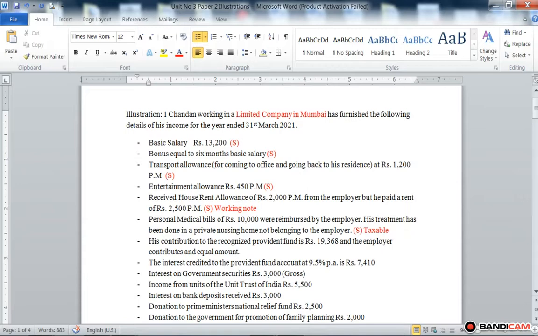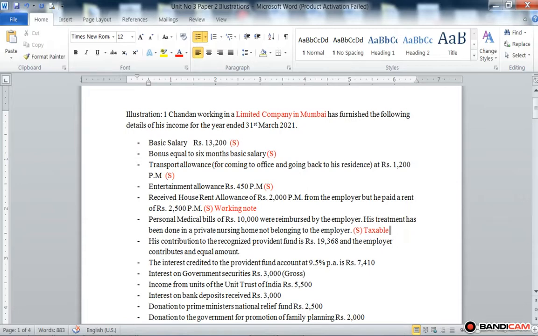Okay, and his treatment is done in a private nursing home, and the hospital does not belong to the employer, so it is taxable. His contribution to recognized provident fund is rupees 19,368, and the employer contributes an equal amount.